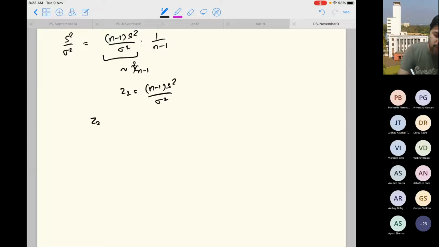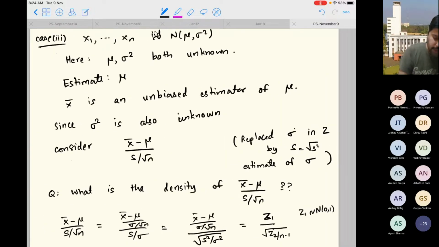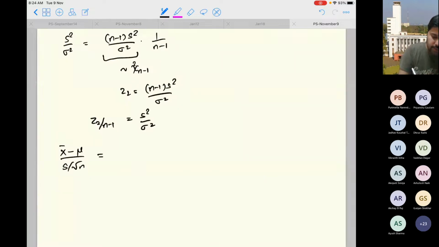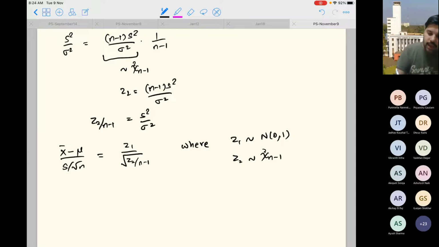So Z2 divided by n minus 1 is S squared by sigma squared. So the given random variable, X bar minus mu divided by S by root n, is actually the ratio of Z1 divided by the square root of Z2 by n minus 1, where Z1 follows normal 0, 1, Z2 follows chi-square with n minus 1 degrees of freedom, and Z1 and Z2 are independent.